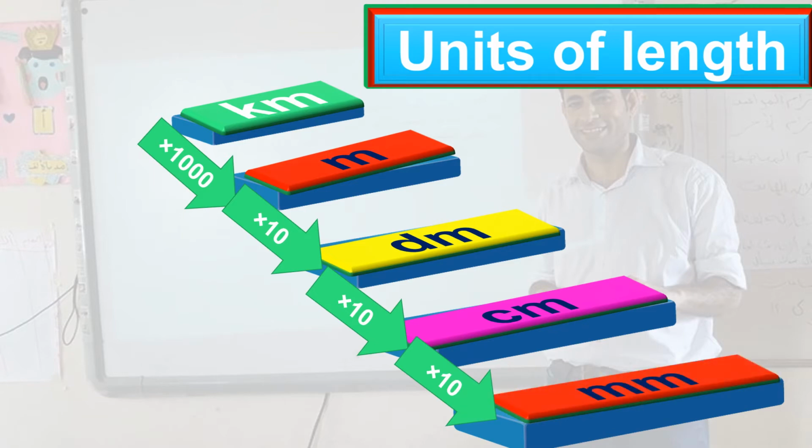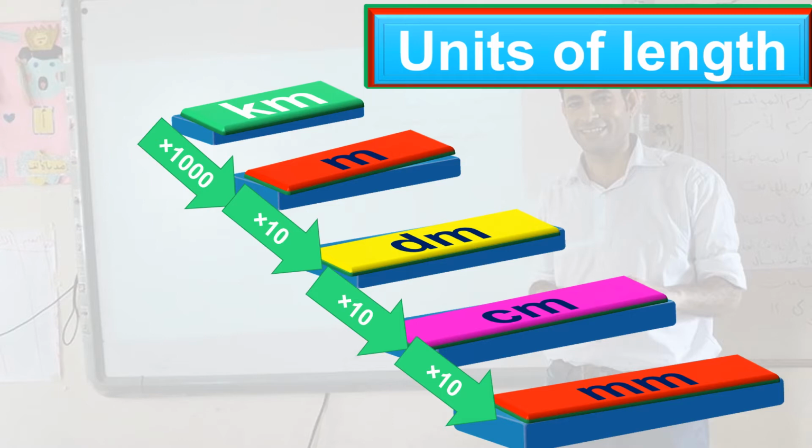يبقى لما نحب نحول وحدات القياس بنستخدم الطريقة اللي قدامنا. لما نحول كيلومتر لمتر هنعمل multiplying by 1000. لما نحول من متر لديسيمتر multiply by 10 and so on.